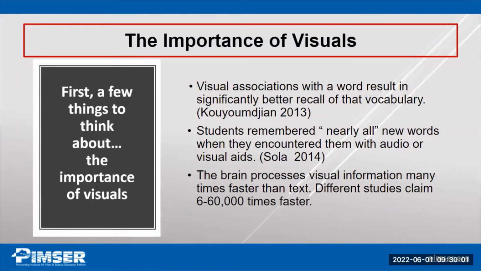And depending on the studies that you read, the brain processes visual information many times faster than text. Glancing at an unknown word when it's accompanied by a visual really helps make retrieval of that word much faster. And in my experience, learning using different modalities is really key in the vocabulary development process.